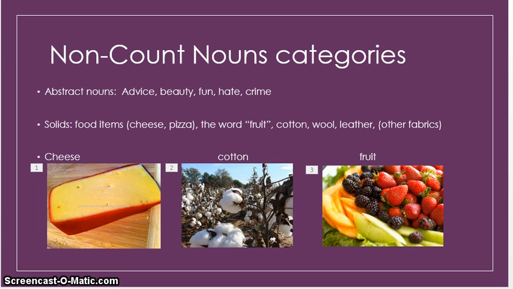crime. The next category is solids, things that are solid. Generally, we're going to be talking about food items like cheese and pizza and the word fruit. Fabrics like wool and leather and cotton. Below you will see a picture of cheese, cotton, and fruit. We cannot put numbers in front of these words.